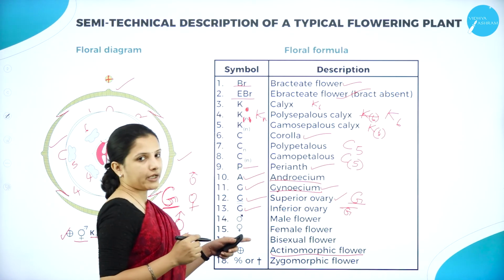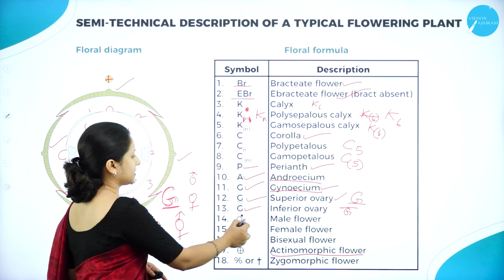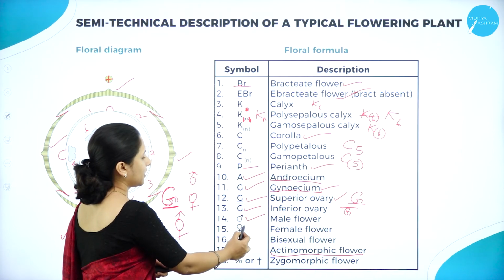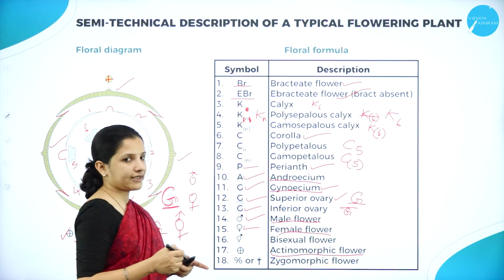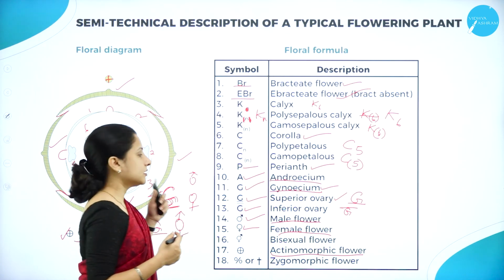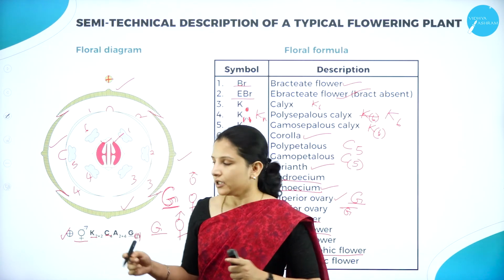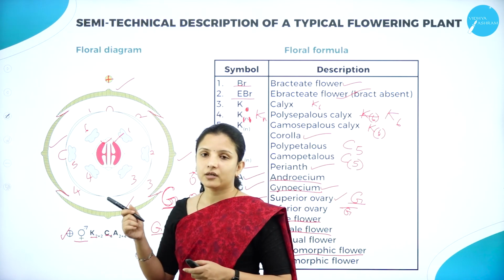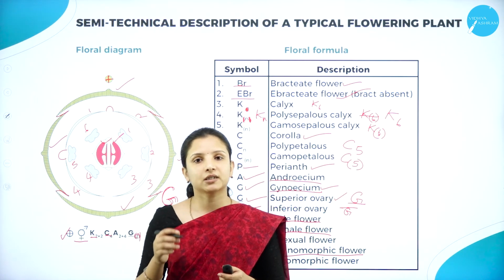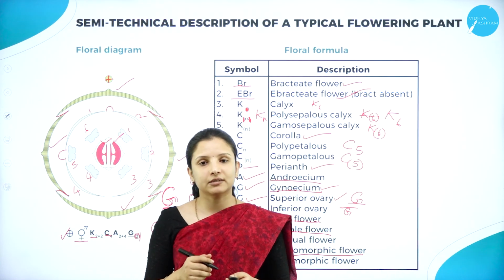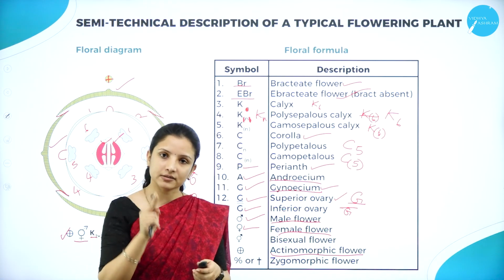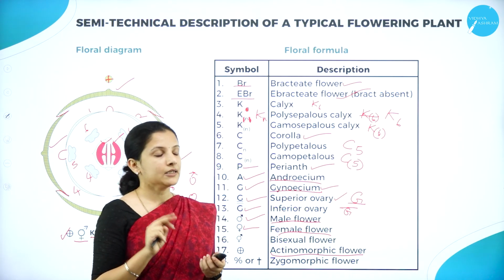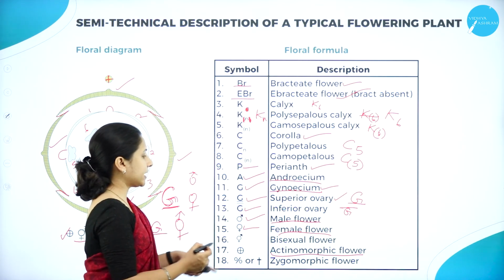Next, moving on to male flower. So male flower is represented by this symbol and the female flower by this. So we all know about it. Next, moving on to bisexual flowers. The example which I gave here. If both the male and the female reproductive structures are present in the same flower, then it is considered to be bisexual flower. Here two sexes are present in the same flower. Therefore, it is bisexual flower.